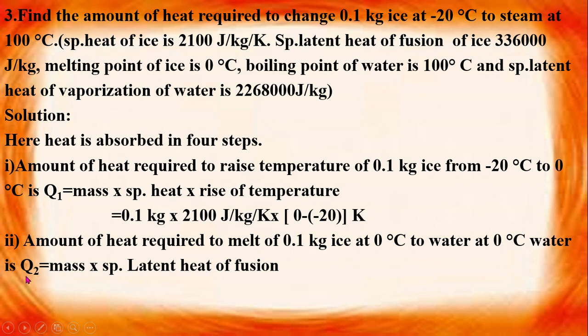So here we will find the heat by this formula, mass into specific latent heat. Here the specific latent heat of fusion will be used. So Q2 equal to mass into specific latent heat of fusion, mass here 0.1, and specific latent heat of fusion equal to 3,06,000 joule per kg per Kelvin. So it becomes 33,600 joule after calculation.